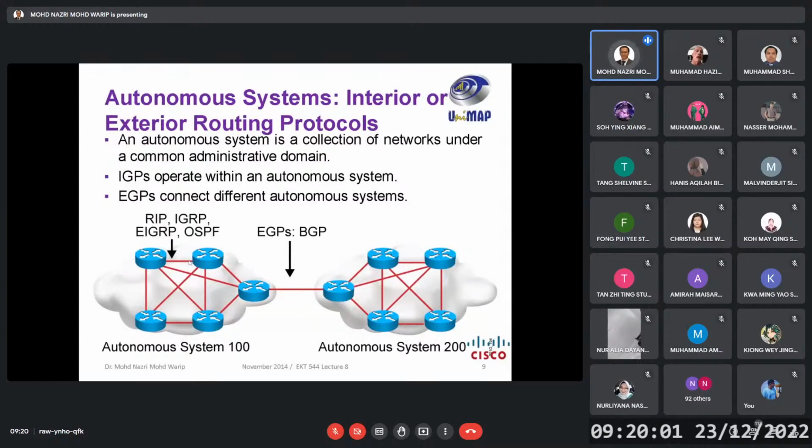This one is the function of IGP, and also this one is the function of IGP. Don't ask what this is. This is a cloud. Cloud is a symbol for a huge, large network.